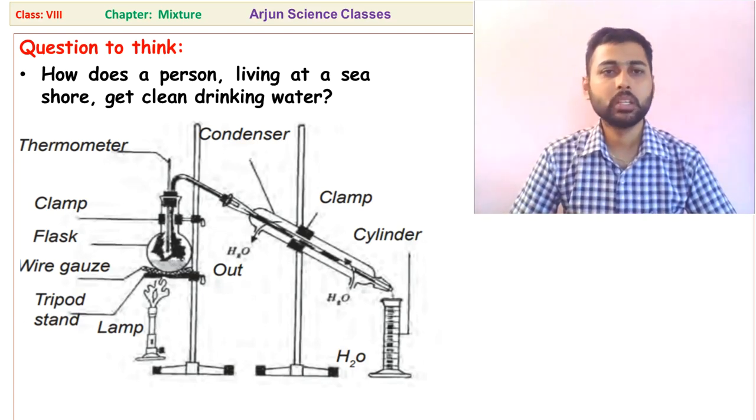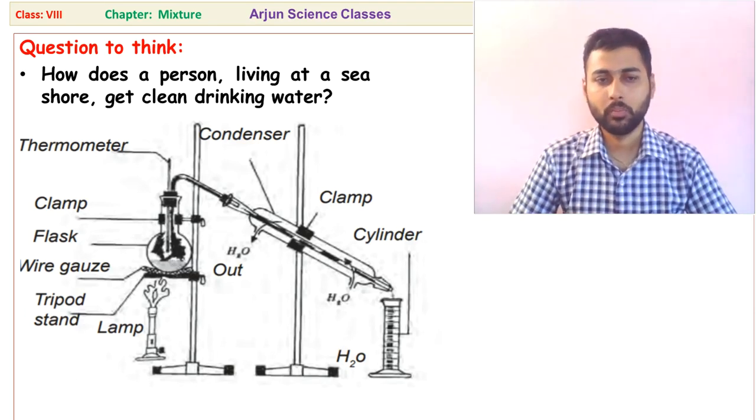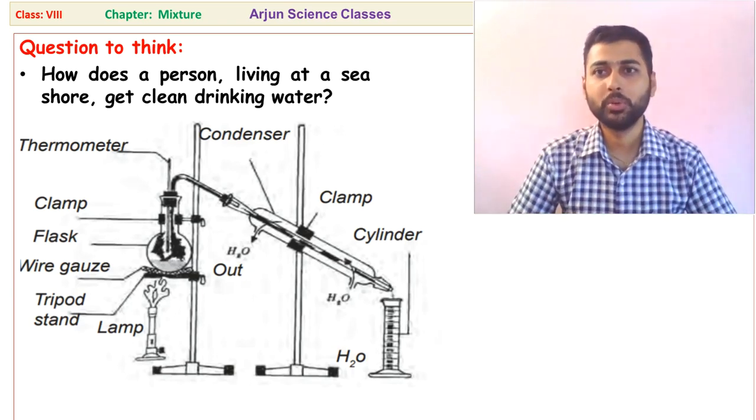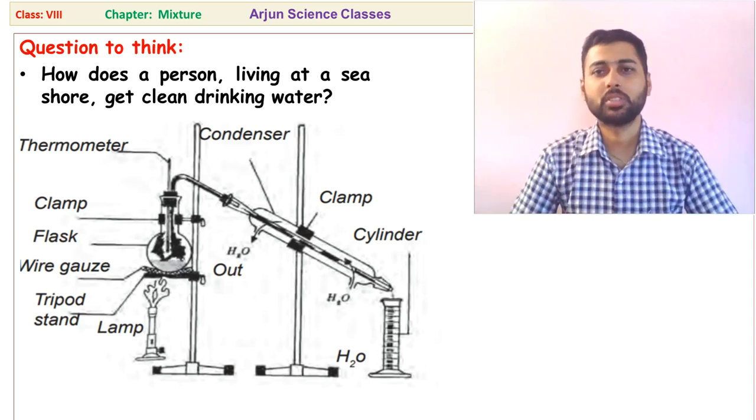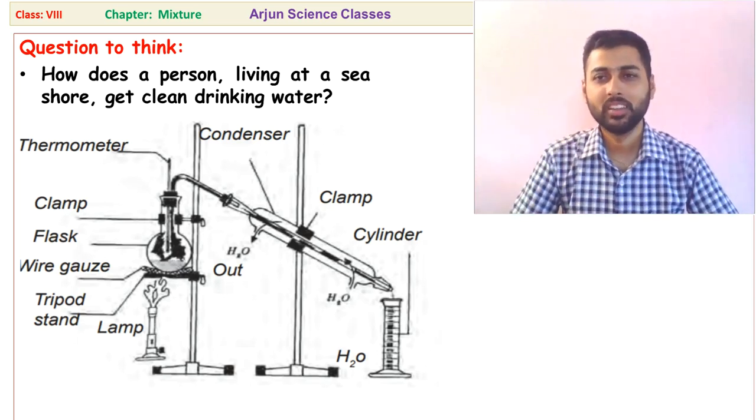So especially those people who are living near the sea, it is difficult to get pure water, especially at the seashore. That's why, what is the mechanism to separate salt and water from salt water? That is the question. My dear students, watch this video till the end, and you will get the answer to this question.